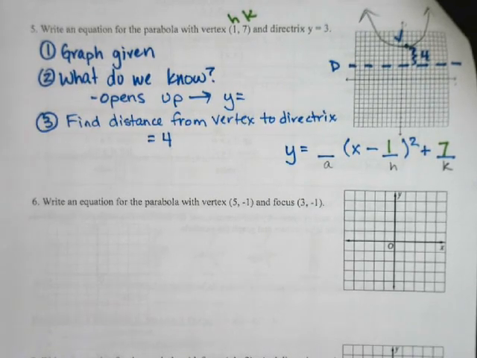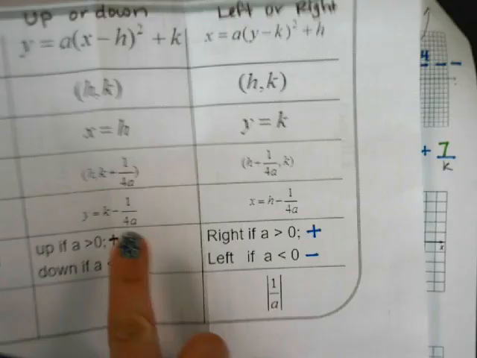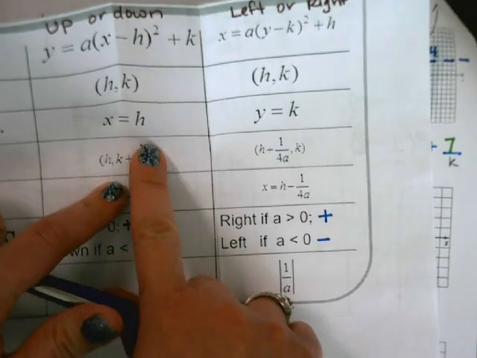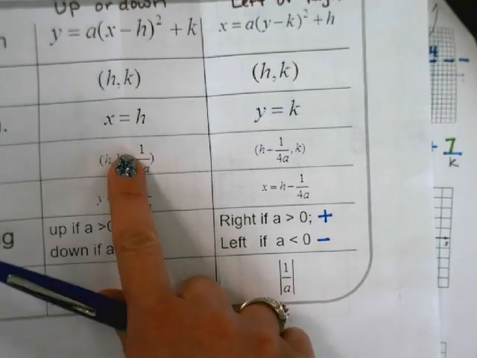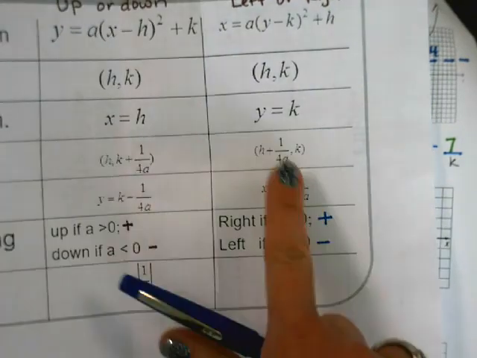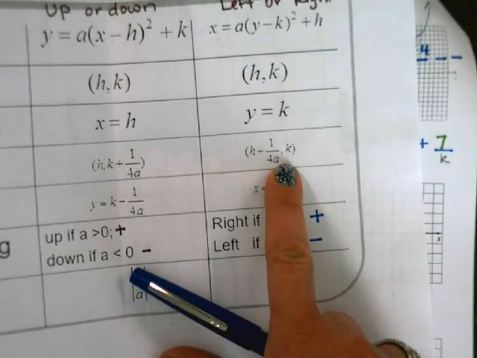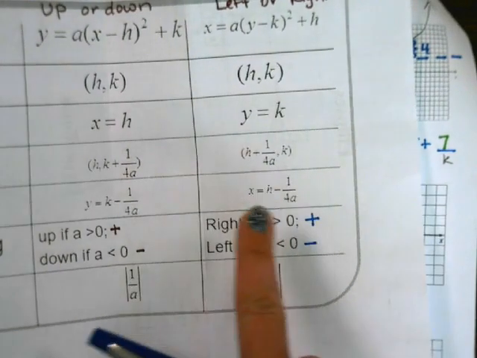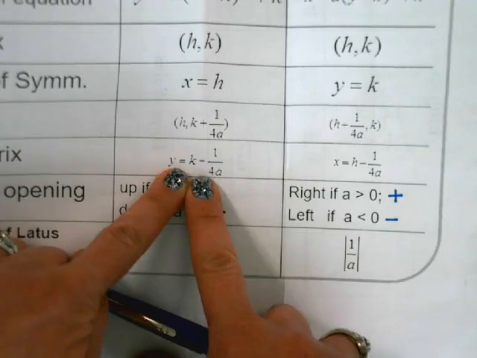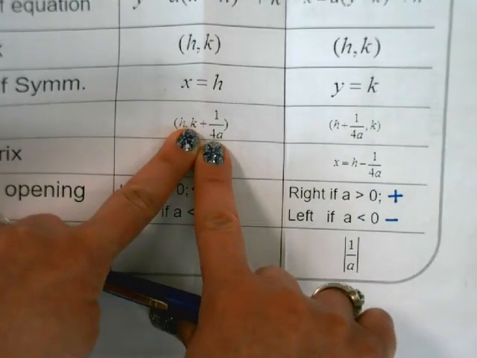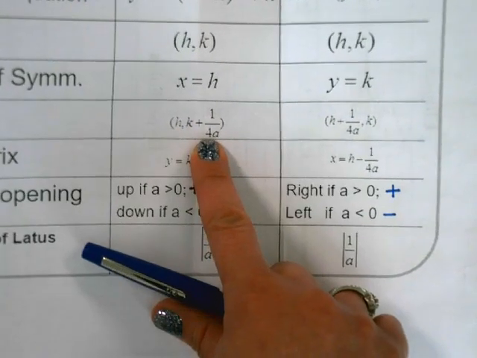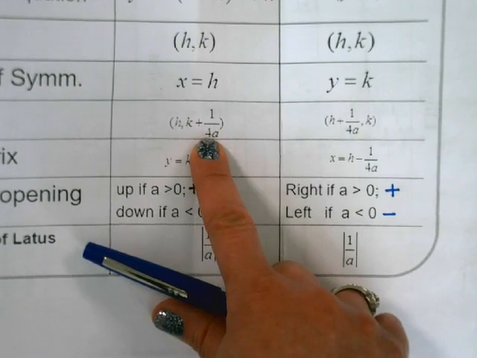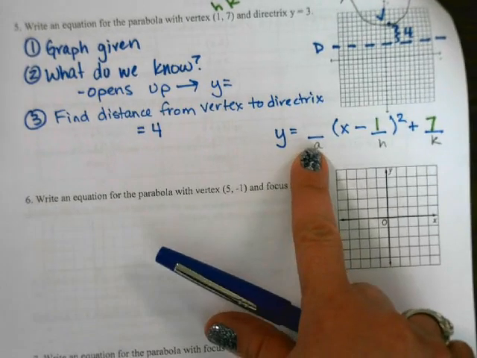Okay, now, look back at your formula sheet. This 1 over 4a is what we moved, right? I went a distance 1 over 4a down to get to my directrix here, and I went a distance of 1 over 4a to get to my focus. Does that look familiar? So what we're going to do to figure out that a value is sort of reverse that guy.